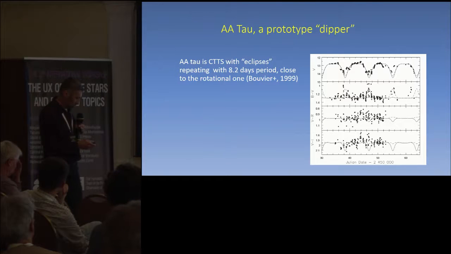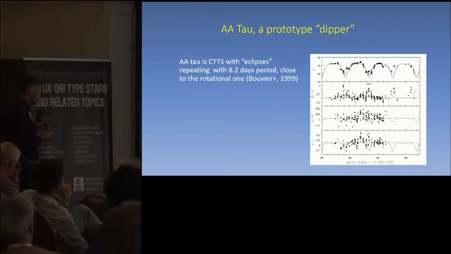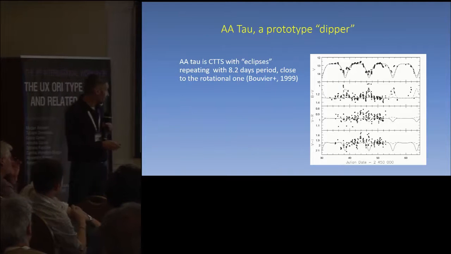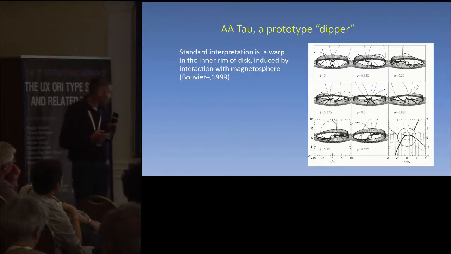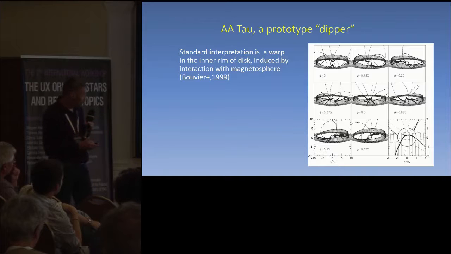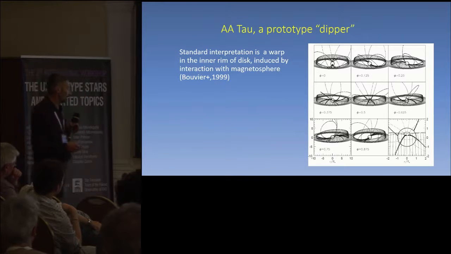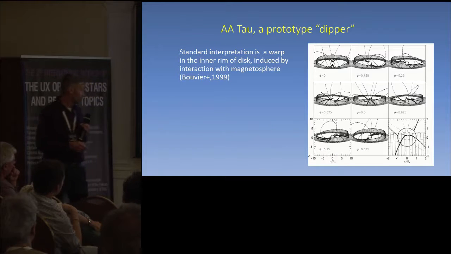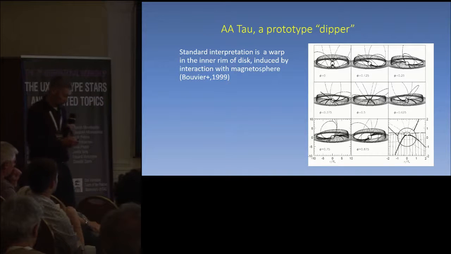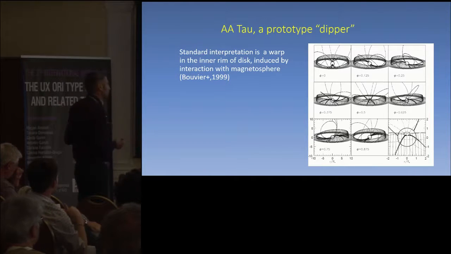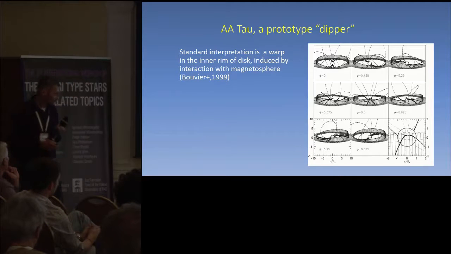This was first established by Bouvier and co-authors, and they supposed an interpretation that minima are caused by a warp in the inner rim of the disk. The warp is induced by the magnetosphere of the star, and as the magnetosphere rotates as a solid body, some parts of the rim screen the star.